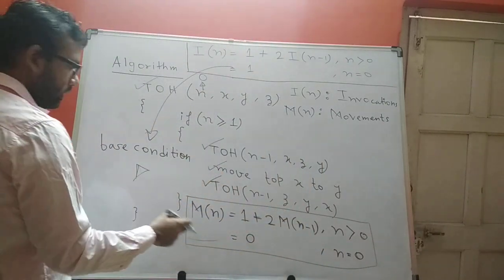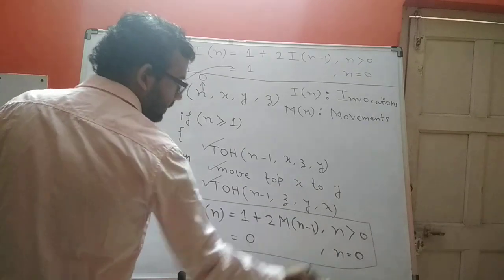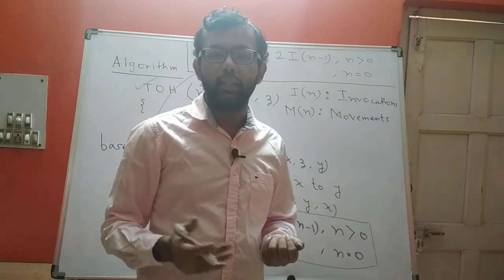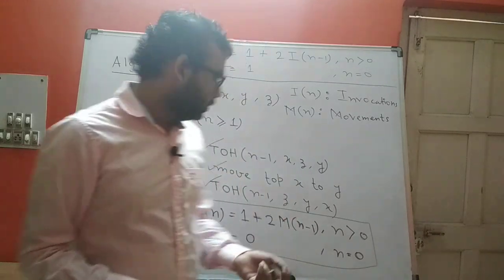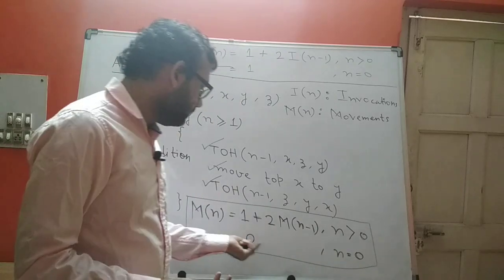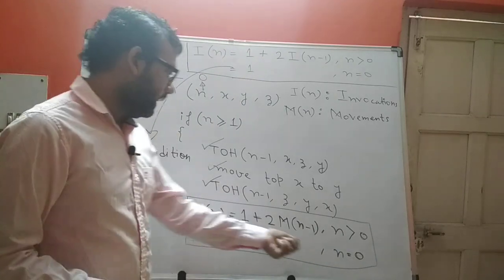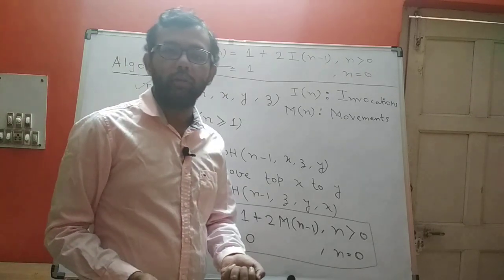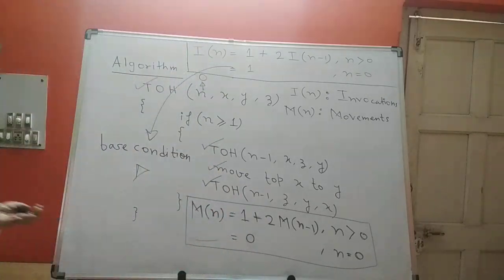So here, when n is equal to 0, that means there are no disks. If you don't have any disks present in any of the pegs, then you don't have to carry out any movements. That's why if you have no disks, there will be no movements. That's why when n is equal to 0, this function m of n will give me a value of 0 itself. I hope you have understood the recurrence relations. Now, using the method of back substitution, I'll be solving these recurrence relations. So let's see how it's done.